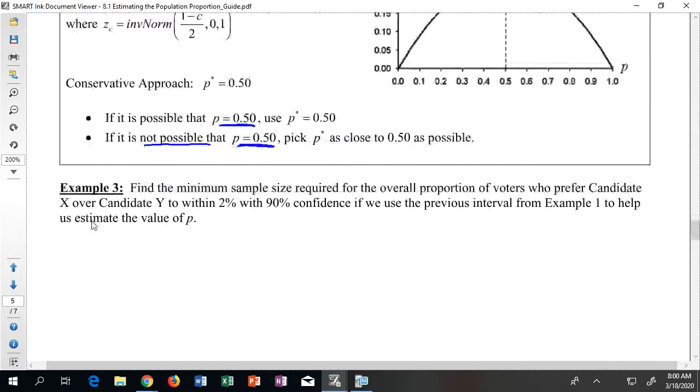All right, I know exactly what example 3 is going to be asking me, because notice right at the beginning it says, can you find the minimum sample size required for the overall proportion of voters who prefer candidate X over candidate Y to be within 2% with 90% confidence? And a whole bunch of extra information. Okay, now we'll sort through that all in a second.